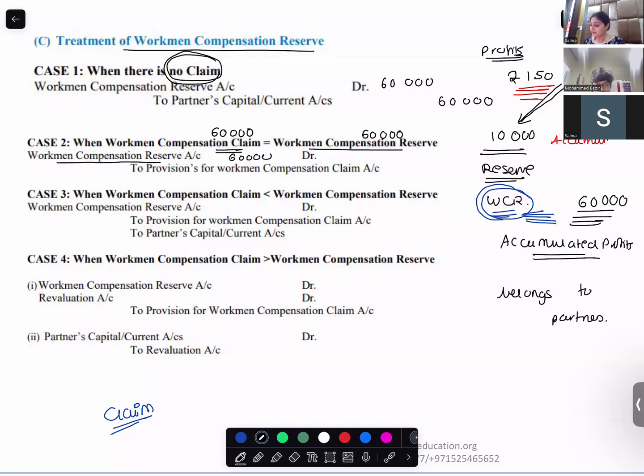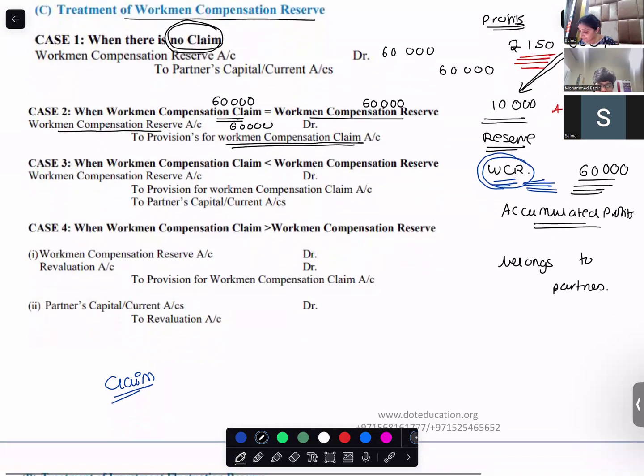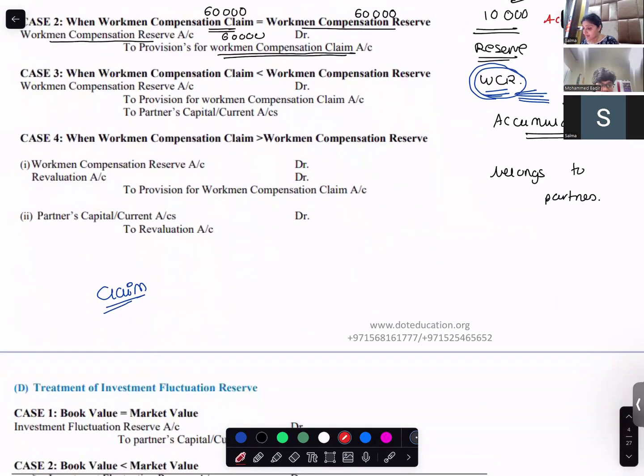It is called the workman compensation claim account. So it will go to provision for workman compensation claim account. Are you with me? Yes, ma'am. Okay, fine. Case number 3.